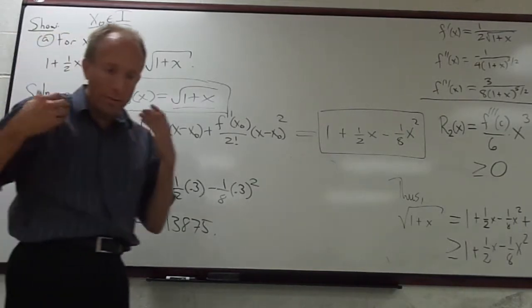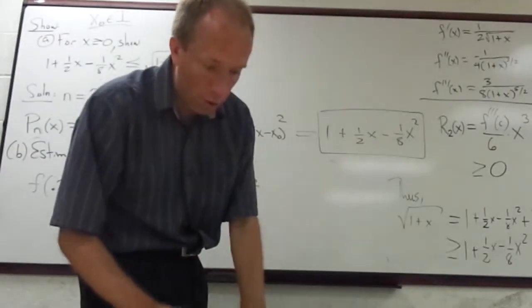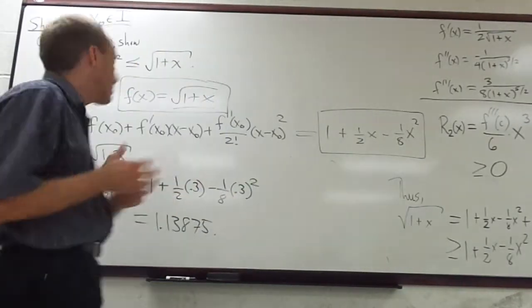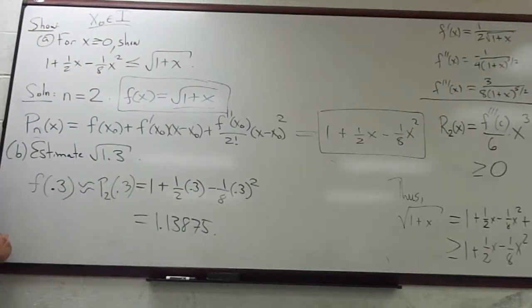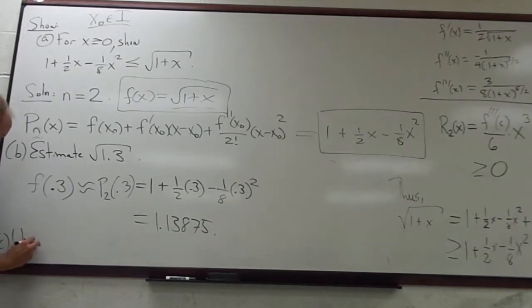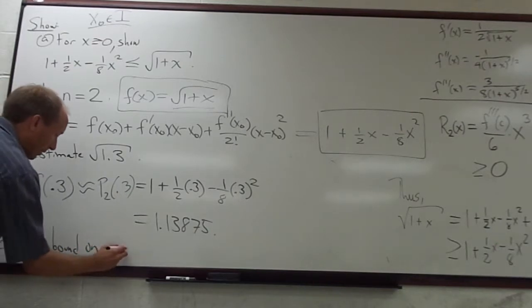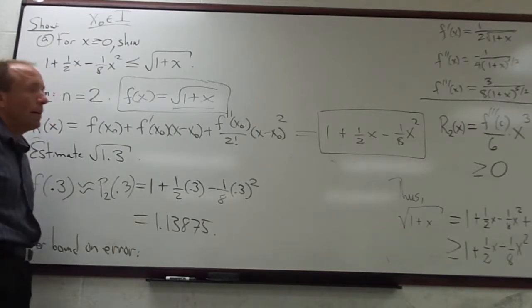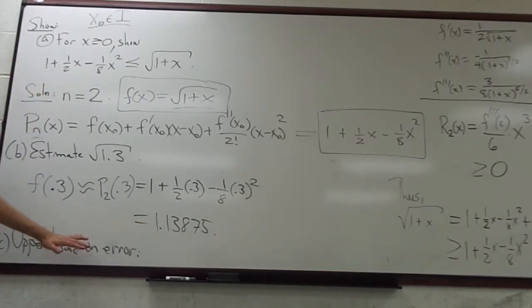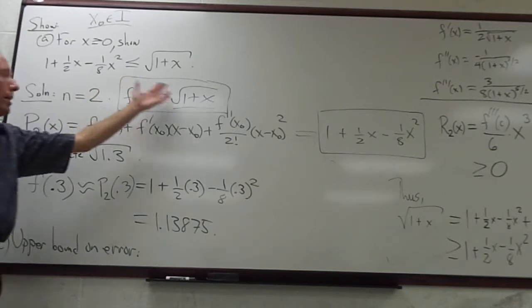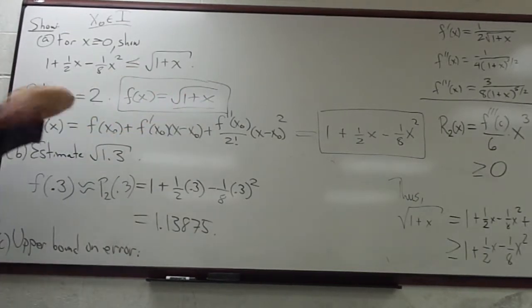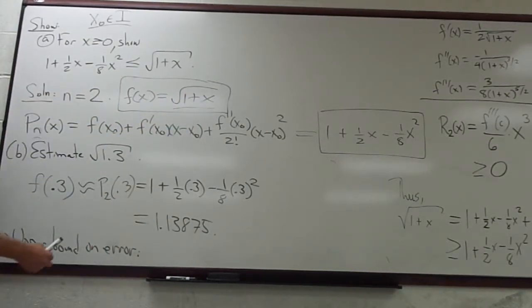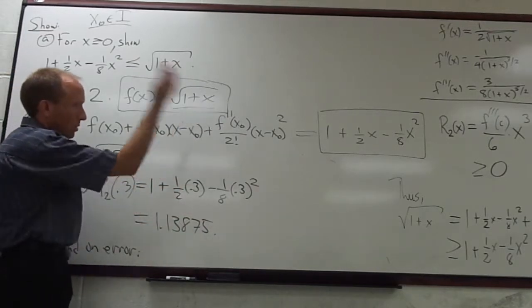The more interesting question really is, how good is the estimate? So that's the final part. Part C says, given an upper bound on the error, we're trying to find an upper bound on how much that error could be. And again, we're not going to find out what that error is by actually evaluating the square root of 1.3. We can't do that. We're imagining that's not something we are able to do. We just want to use the Taylor theorem.